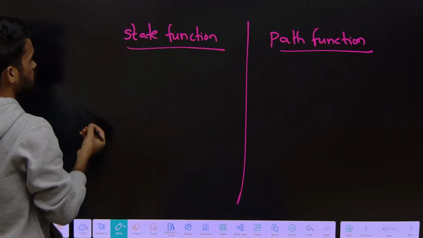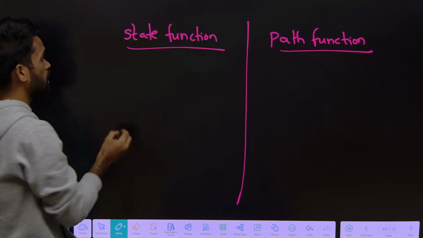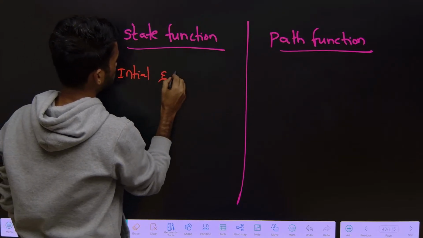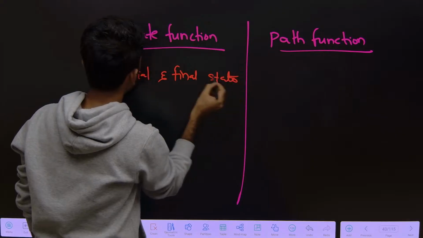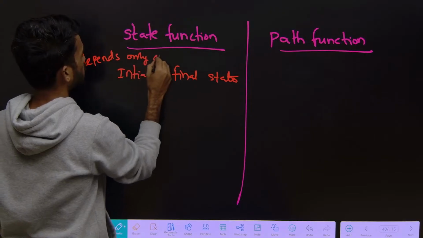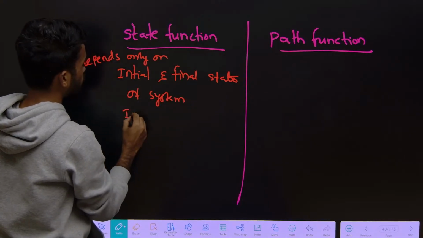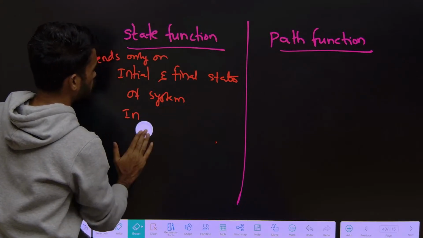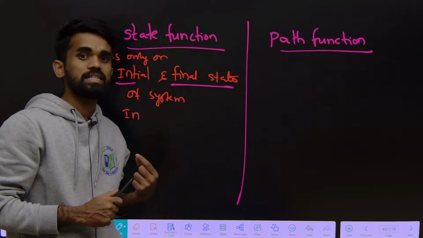State function means those thermodynamic properties whose value, the total net change, depends only on the initial and final states of the system. It depends only on the initial and final state of the system, and it is independent of the path followed to attain that final state. So it is independent of the path followed, but depends only on the initial value and final value, that is, initial state and final state.